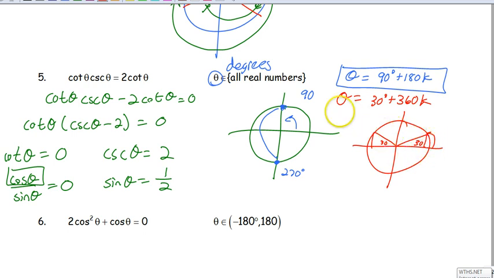And then we have the other theta is 150 plus 360k. So these are all our answers for this one. I know it's a lot, but it's good to have them.